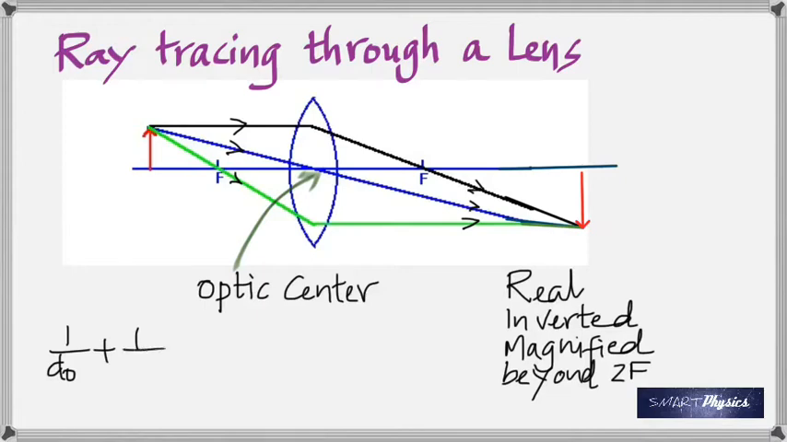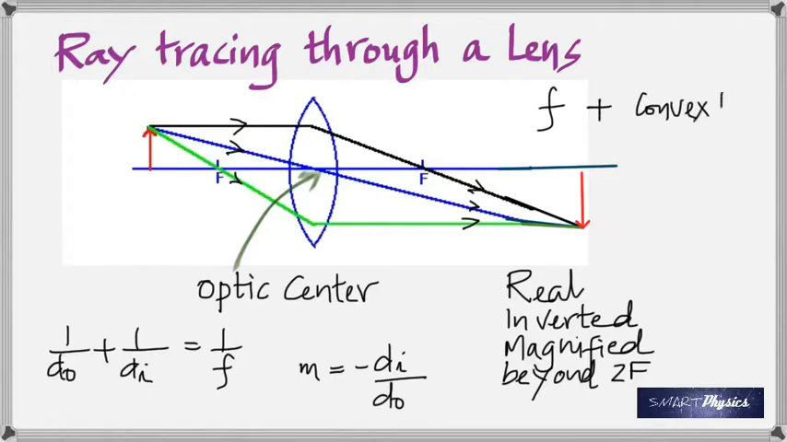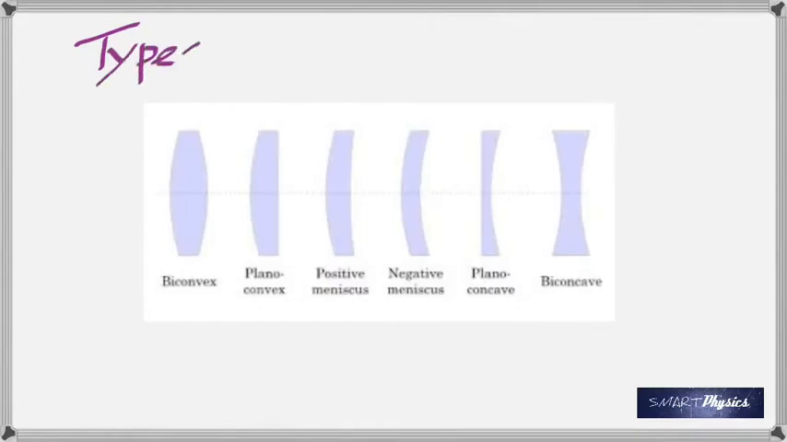The law of distances is the same as before, no change. 1 over do plus 1 over di is 1 over f. How much simpler can it get? Magnification is the same: negative di by do. Now, I wrote a converging lens because what you have is a converging lens. A converging lens is a convex lens, isn't it?